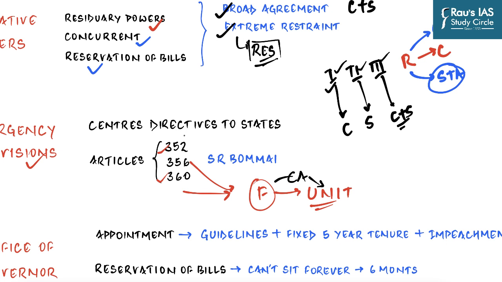Apart from that, you have provisions in our Constitution which enable the Centre to give directives to states. Let us know in the comment section which are those articles which enable the central government to direct the states to carry out certain responsibilities. And there is another article which says that if states fail to abide by the central directives, then it shall be legal on behalf of the central government to impose the President's rule.